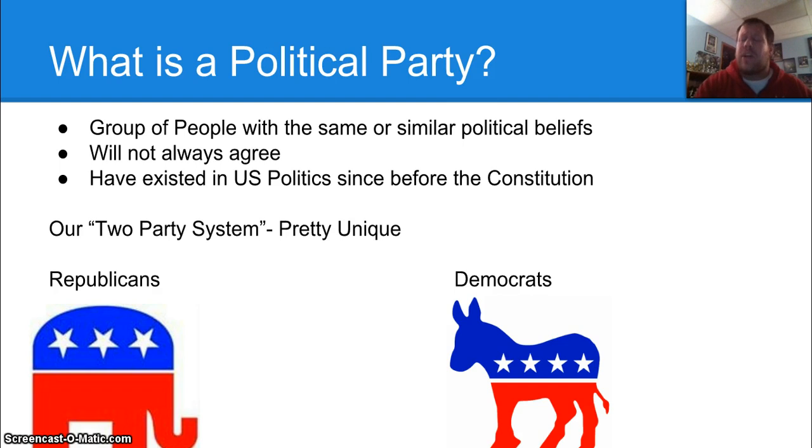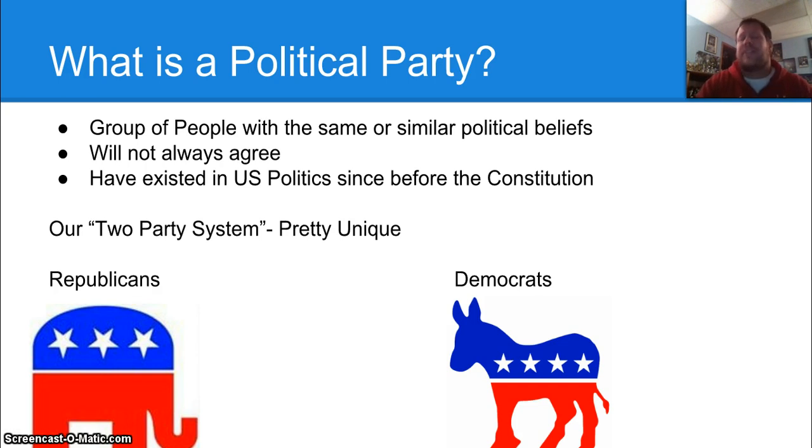Today, our two-party system is pretty unique. Over the whole dawn of U.S. history, about 240 years, we have pretty much always had two parties. Today we call them Republicans and Democrats. They've had different names throughout the years.